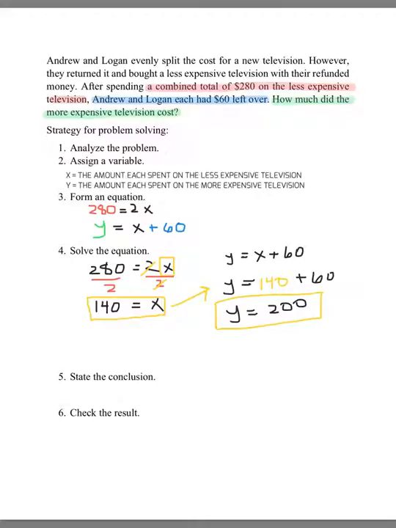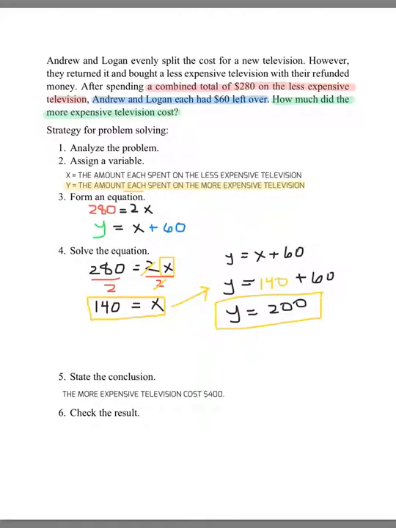The question is, does that answer what was asked of us? Keep in mind that we were asked how much did the more expensive television cost. What we found is the value of y, which represents the amount each spent on the more expensive television. The key word here is each. If each spent 200 and they combined their money to split the cost evenly, we have to double the 200. So the more expensive television ended up costing $400. Let's list that in our conclusion: the more expensive television cost $400.